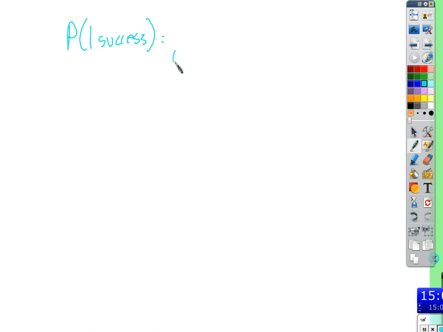we would have 6 purchases, 6C1, times, what's the probability of them returning it? 0.07 to the first power, times what's the probability that they don't return it? 0.93 to the fifth. Okay. Plus, we're going to find the probability of 0 successes.